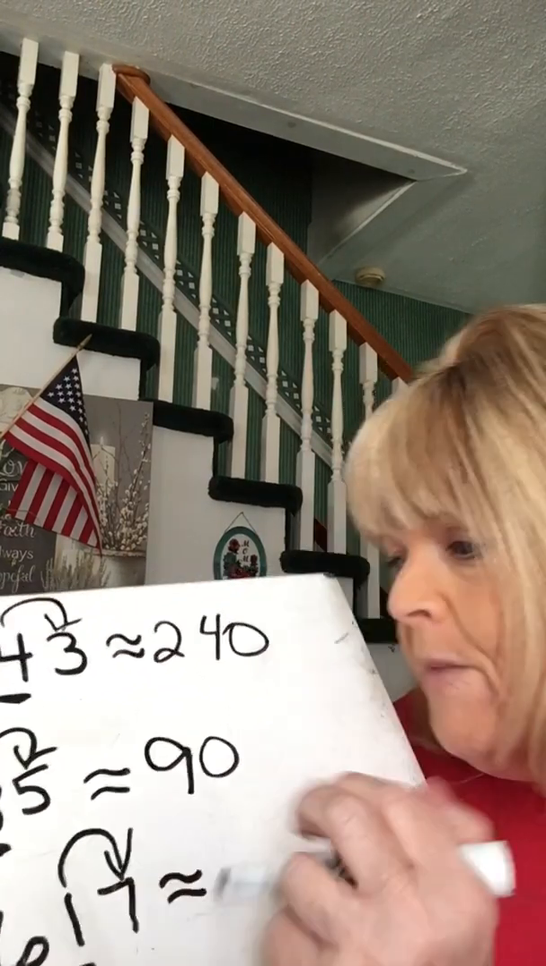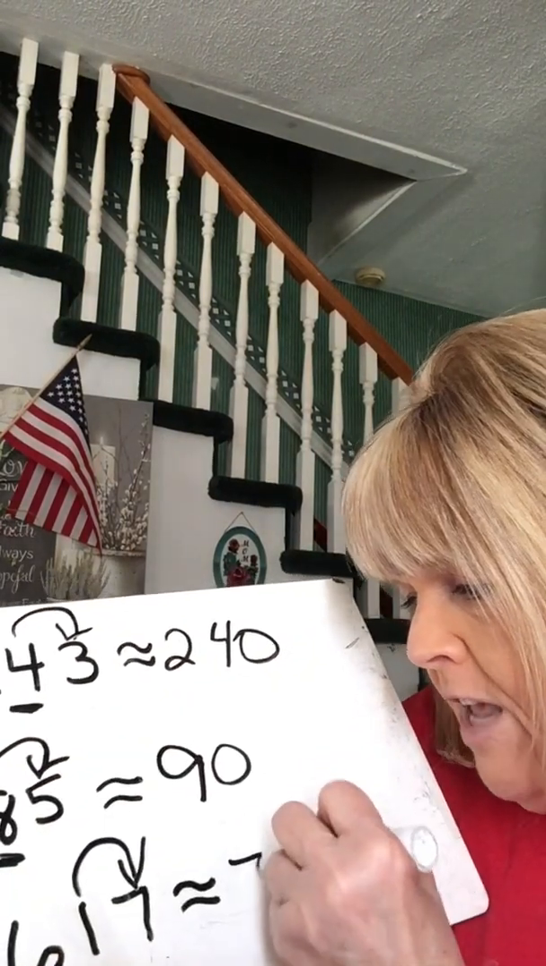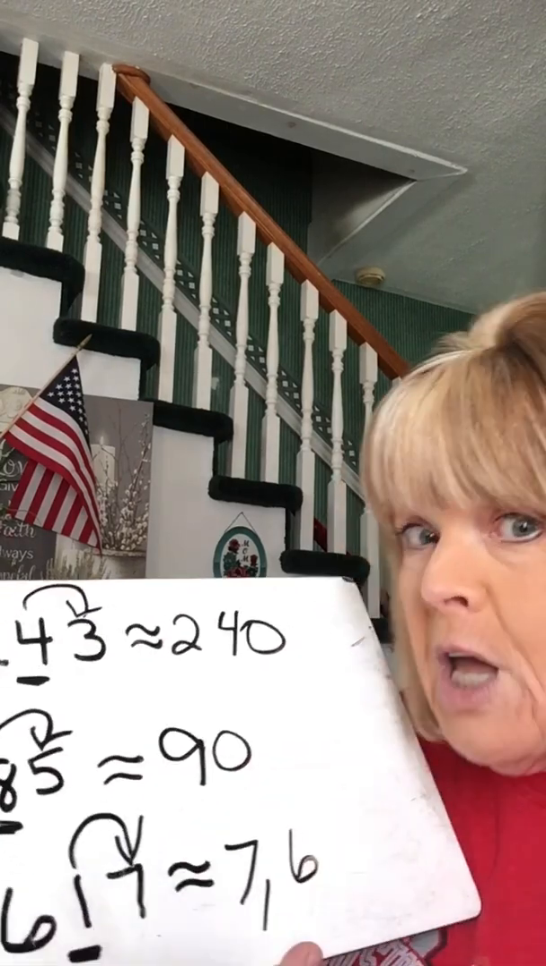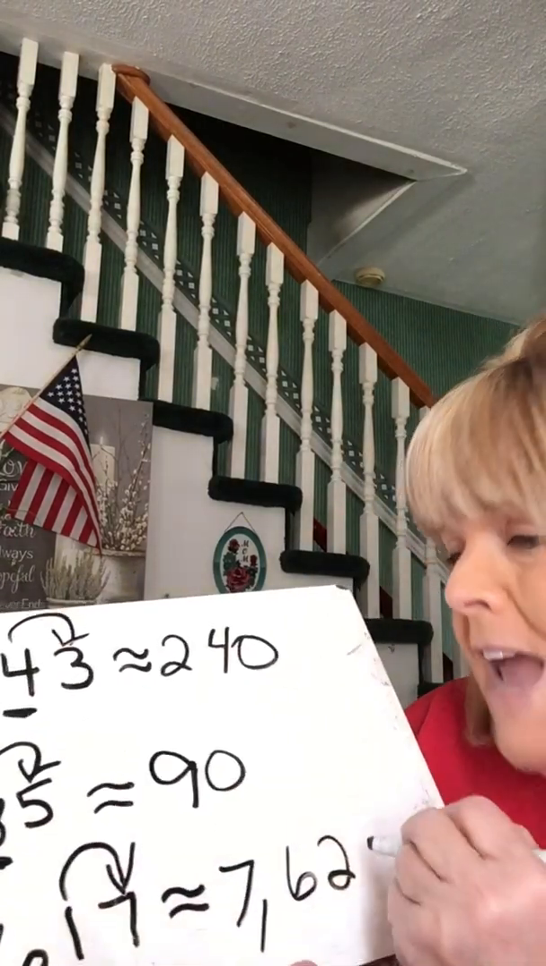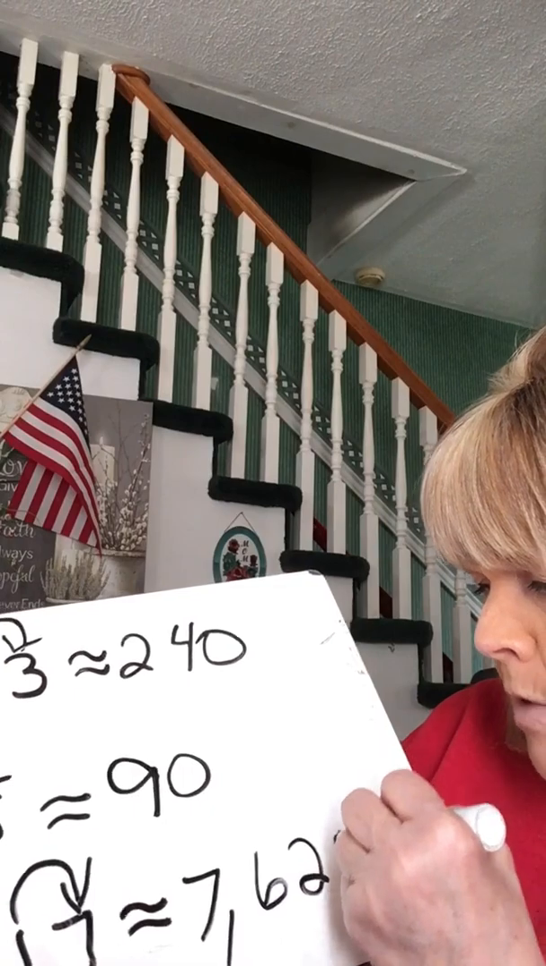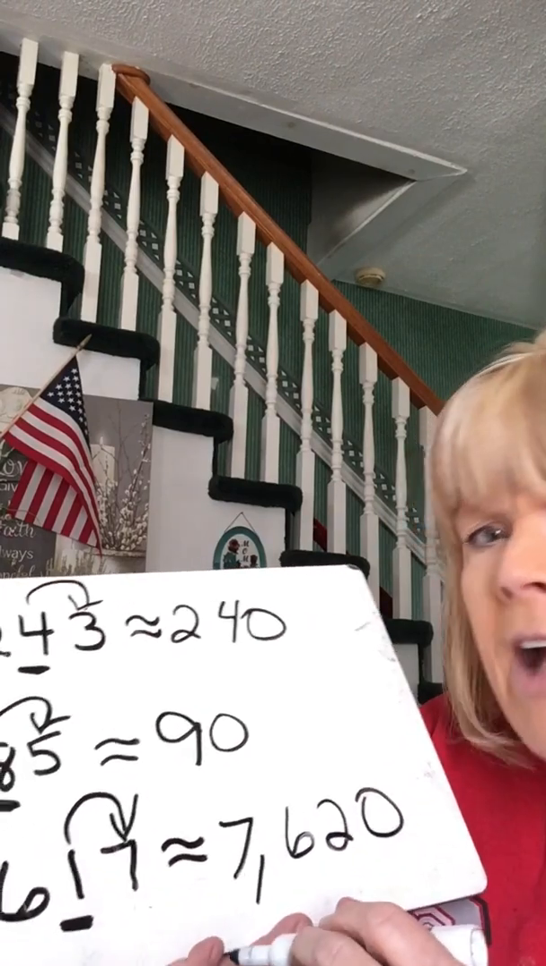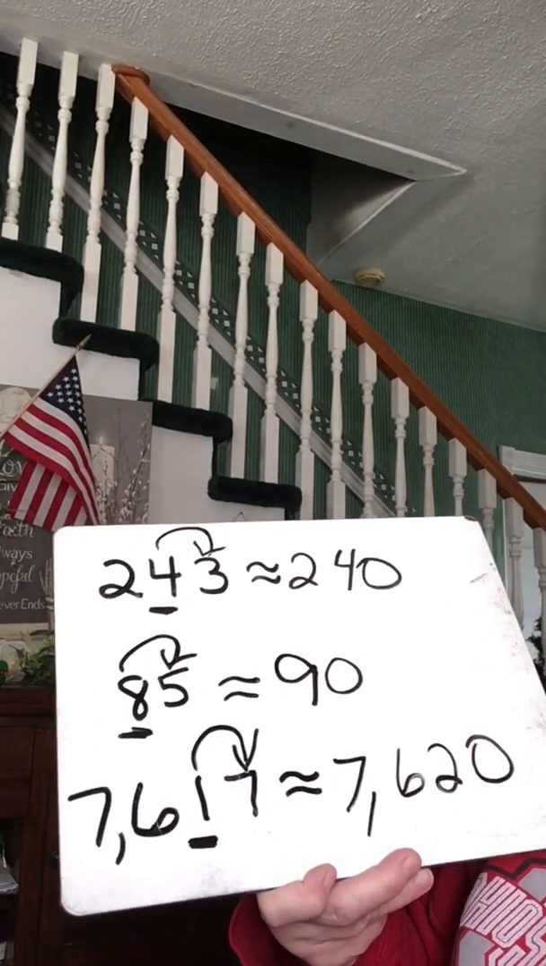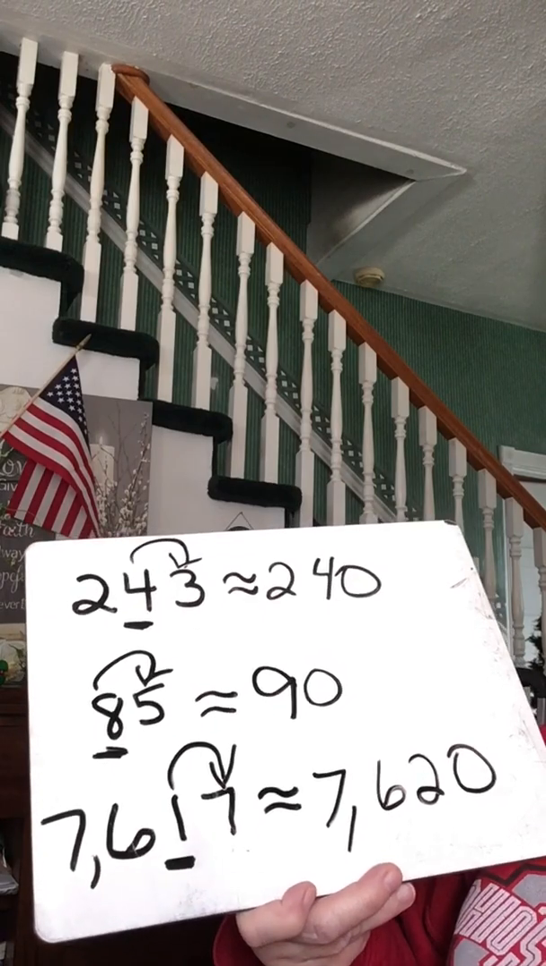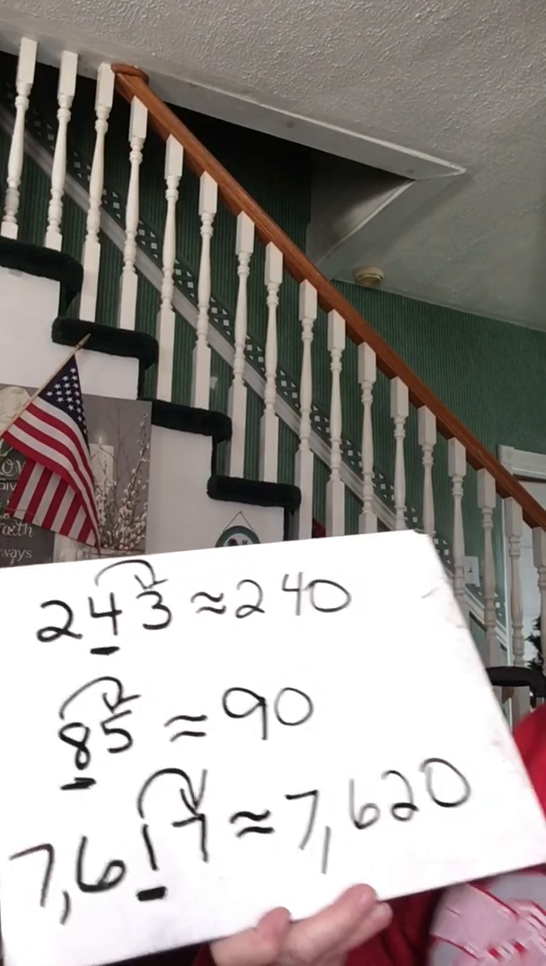He ain't a 1 no more. Everybody to the left stays the same. The 7 will stay the same. The 6 will stay the same. But that 1, he goes up to a 2. And everybody to the right changes to a 0. So that changes to a 0. So it turns out that 7,617 is about 7,620. And that is how you round to the tens place.